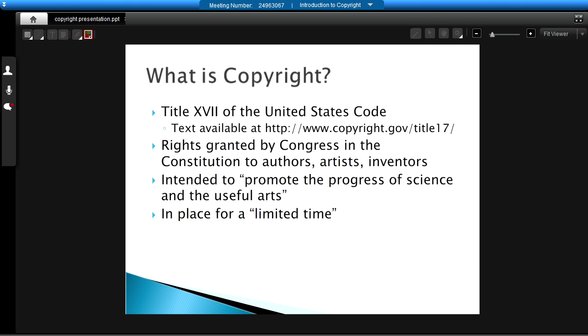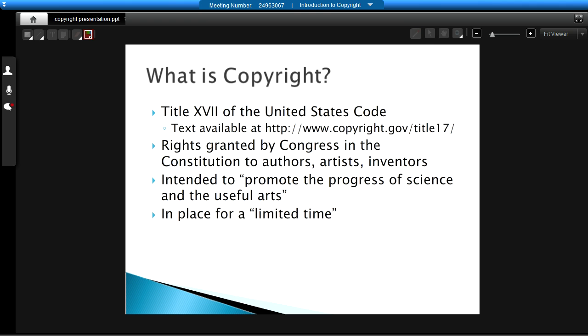Okay, so the first thing I want to talk about is what is copyright, and this seems like a fairly basic question, but it is Title 17 of the United States Code. If you want to go read it and you're having problems sleeping at night, there's the URL on the copyright website. And these are rights granted by Congress in the Constitution to authors, artists, and inventors. The intention, and this is in the code, is to promote the progress of science and the useful arts.